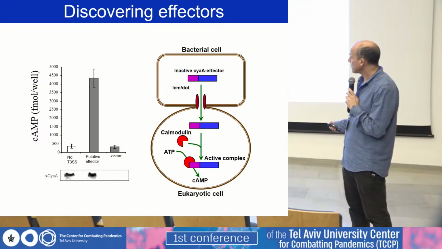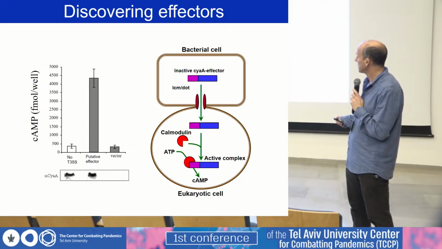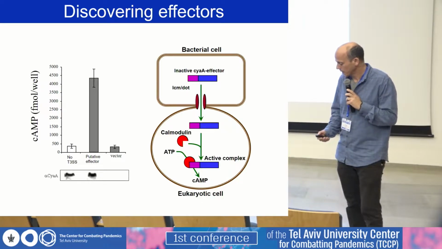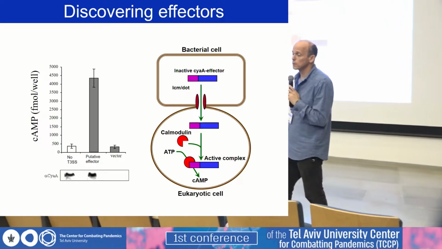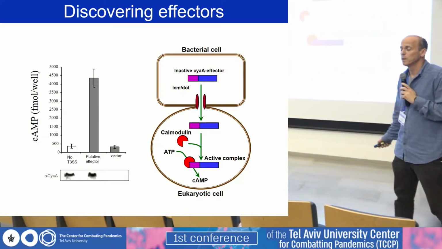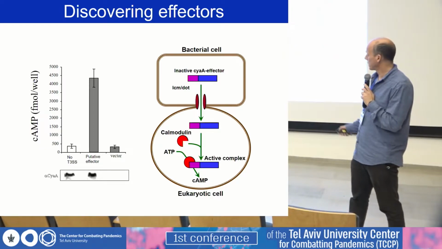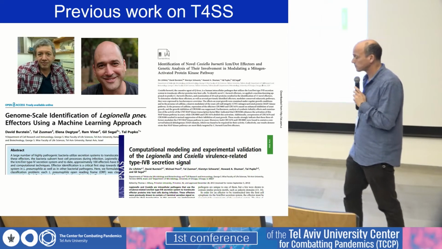So this is when we don't have the type 3 secretion system, very basal level of cyclic AMP. If we secrete a putative effector, that is a genuine effector, we have high level of cyclic AMP. And if we use an empty vector, it's not an effector. So in theory, we could take all the 4,000 genes, clone each one of them, and test if they encode effectors or not. But this is not practical.